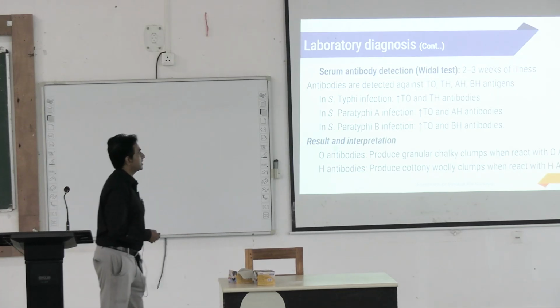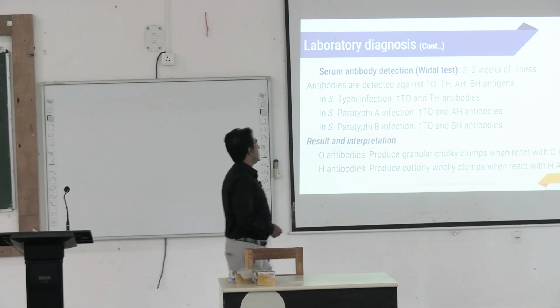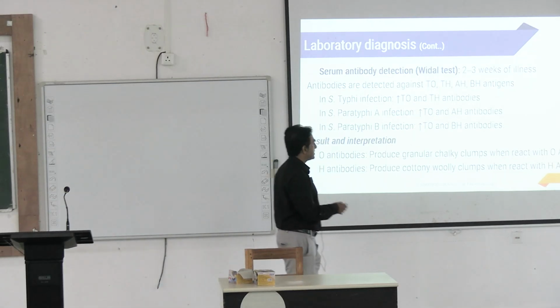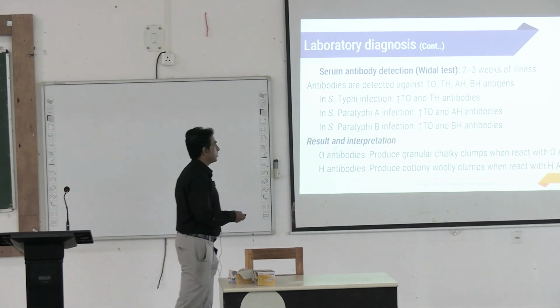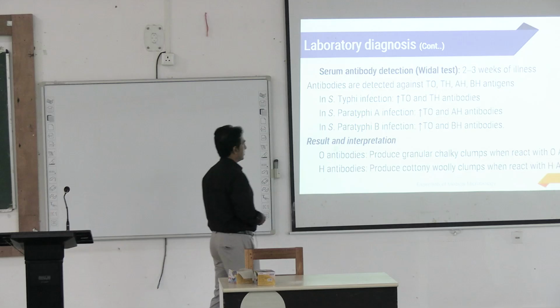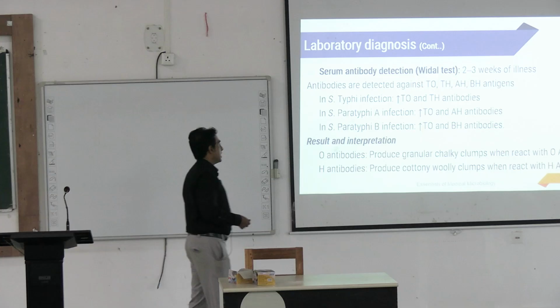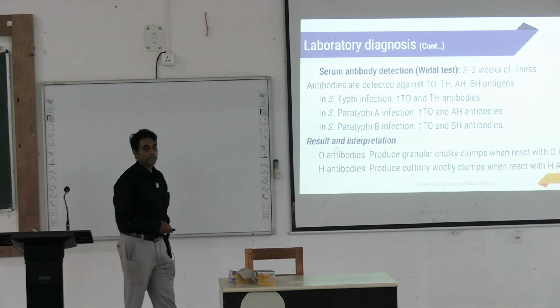In Salmonella typhi infection, there will be rise of TO and TH antibodies. In Paratyphi A infection, there will be rise of TO and AH antibodies. In Paratyphi B infection, there will be rise of TO and BH antibodies. Okay? O antibodies will produce granular chalky clumps when reacting with O antigen, and the H antibodies will produce cotton woolly clumps when reacting with H antigen.